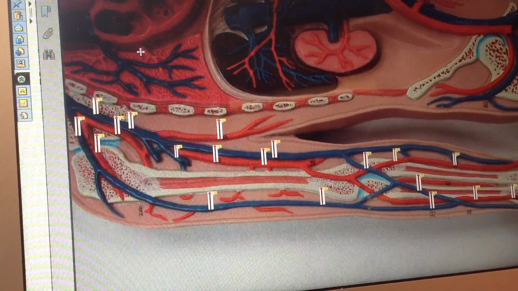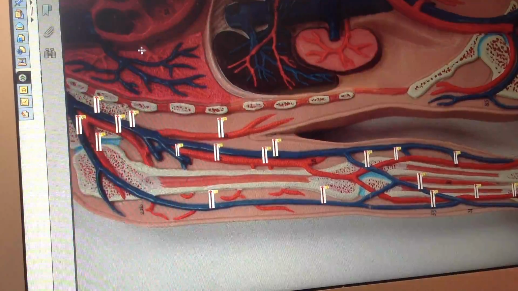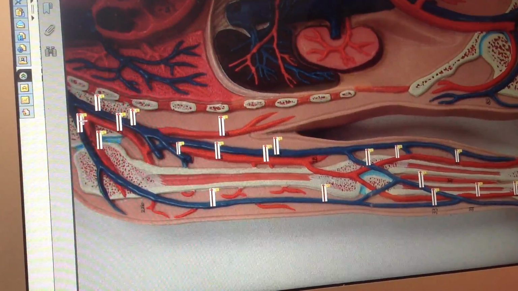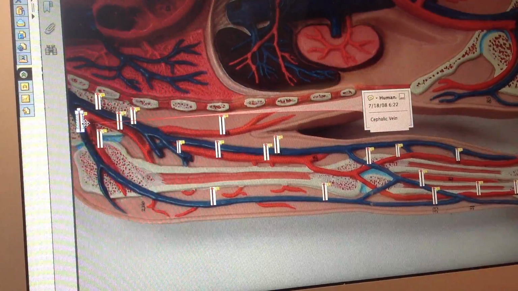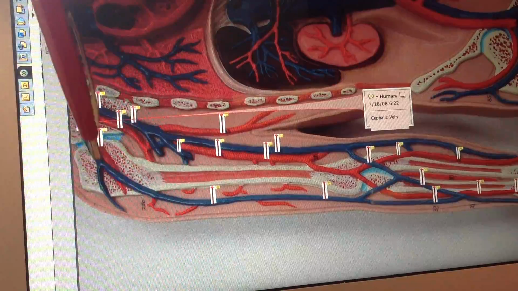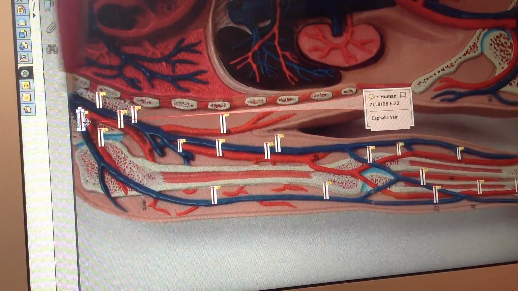Okay, now we're going to move down to the arm, arteries and veins. We're going to start from the top over here. When I click on this one right here, we have the cephalic vein. The cephalic vein runs externally over here from when it branches up over here.